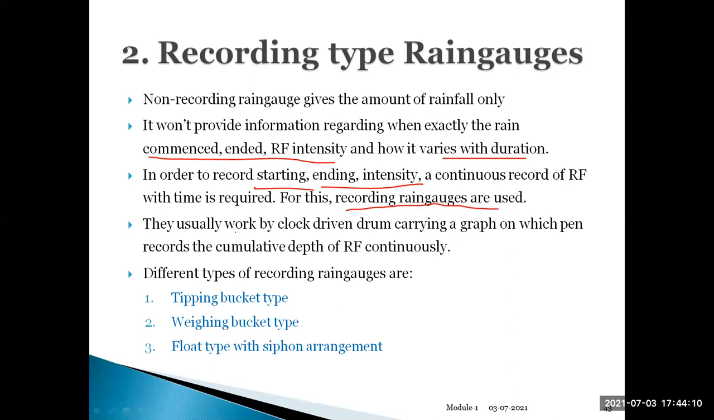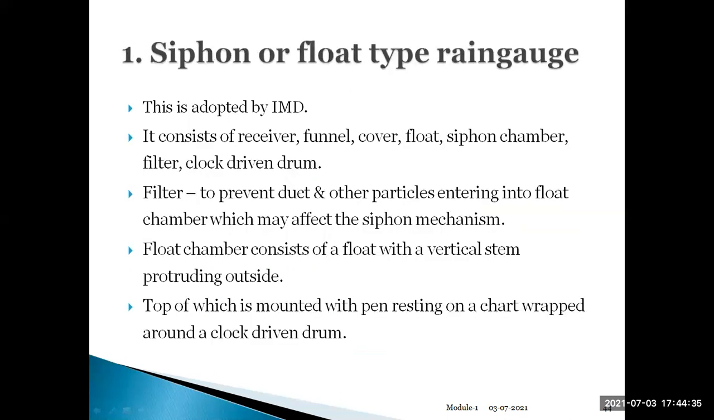Usually the recording rain gauges work by a clock driven drum, which carries a graph with a pen, where that will record the cumulative depth of rainfall continuously. Under this recording type you have different rain gauges like tipping bucket, weighing bucket, and float type with the siphon arrangement. So let us just discuss one of the types of recording rain gauge, that is the siphon or float type rain gauge.